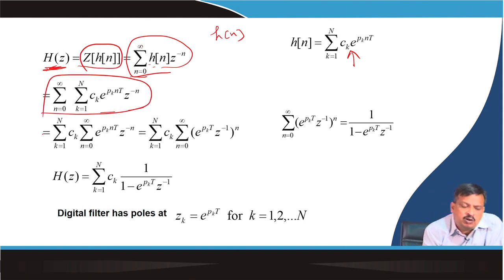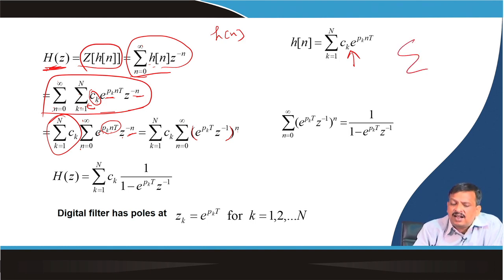Once I put the Hn value, I get two summations. If you see, Ck are related to k, so I can take the k summation out, and here all terms are related to n. So I can say n equal to 0 to infinity of e to the power pk t into z to the power minus 1, which is nothing but (e to the power pk t z to the power minus 1) whole to the power n.